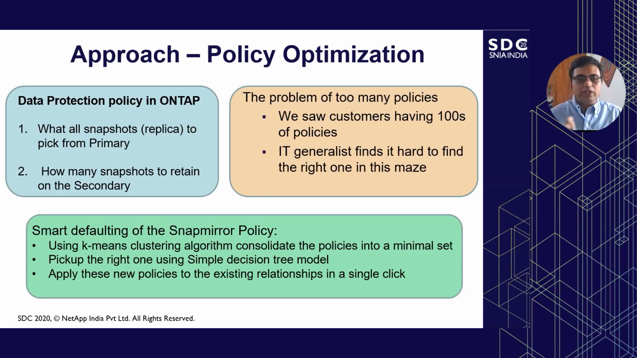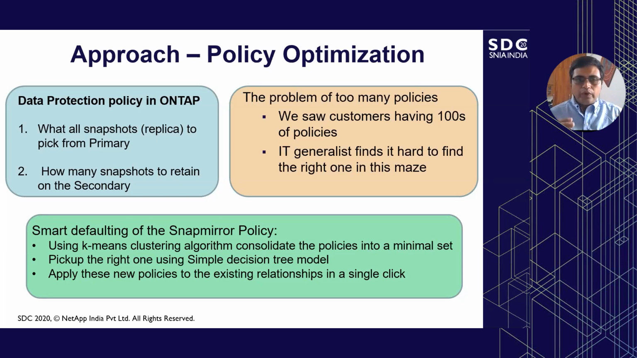very meager. We saw that there are policies which are very short term, there are policies which are medium term, there are policies which have a retention period of a very long term. So we thought we could essentially split this and optimize them to have just 3 to 5 policies, and that should be enough for a storage admin to manage these relationships very effectively.